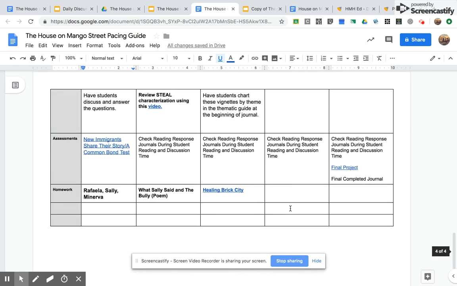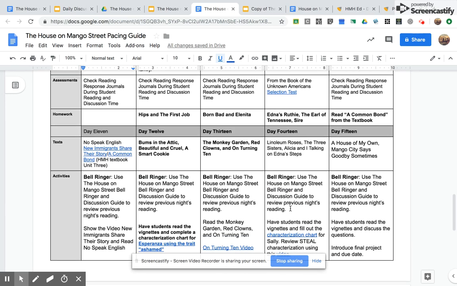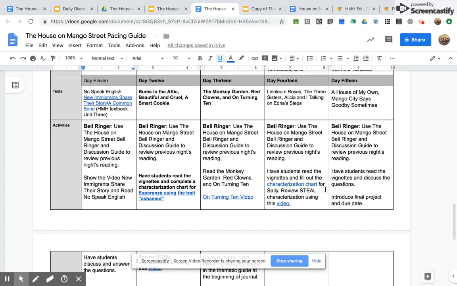There is a lot in this unit, so you'll have to pick and choose what you want to use and what's important to you if you want to try to finish this within 3 weeks. Or if you're going to really use the textbook to go along with this, you maybe want to extend it longer than 3 weeks. I think I said 15 days, so that it fits the needs of your classroom.